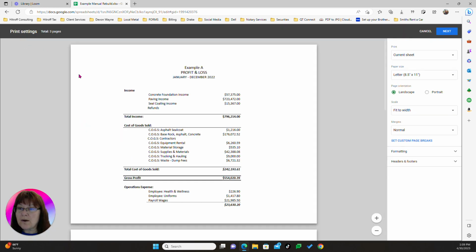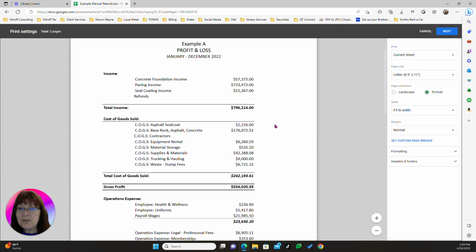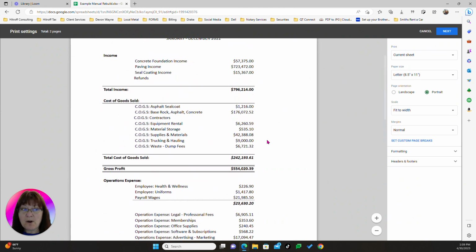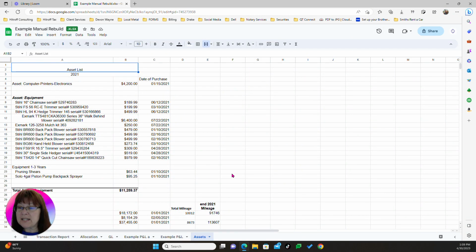This is what your profit and loss will look like. You will get a copy of this along with a complete copy of the Excel worksheet. That way you have the backup of the complete worksheet, and you will have the paper format of your actual profit and loss.